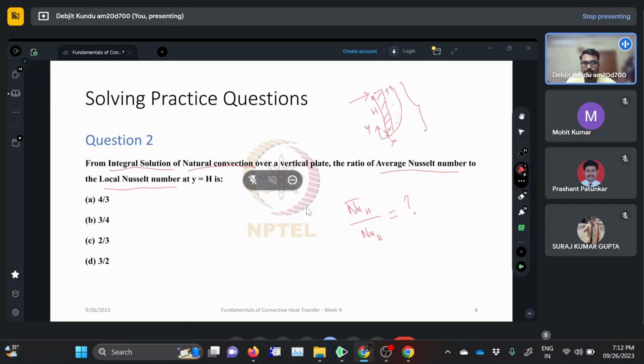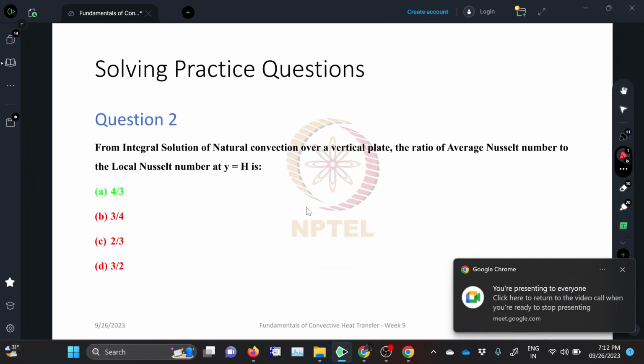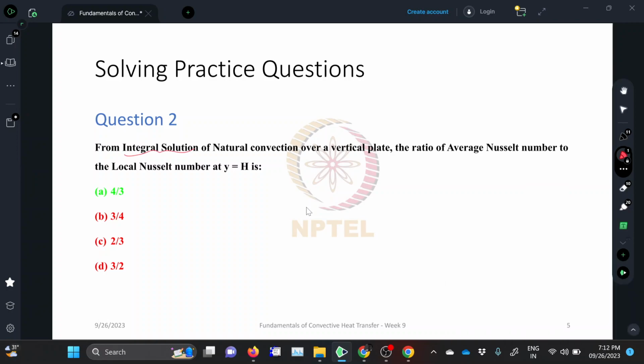Okay, so let's have a look at the solution. Unless the integral solution is performed, there is no other simple way of finding this out. So you have to know how to do that. And the correct answer is 4 by 3. So the average Nusselt number at y equal to h becomes 4 by 3 times the local Nusselt number at y equal to h. That's why option A would be the correct answer.